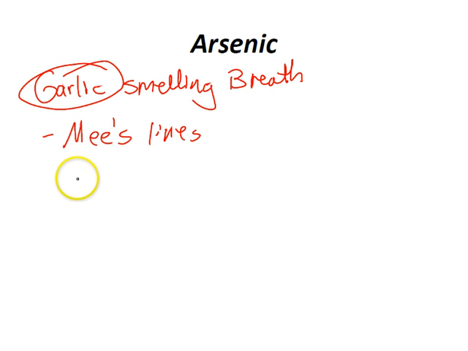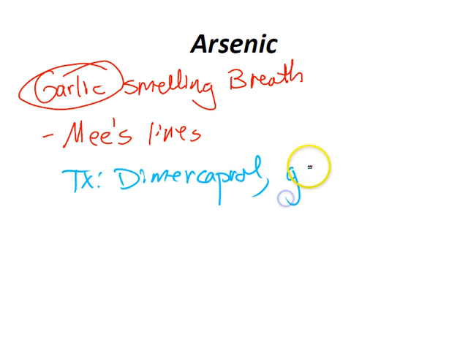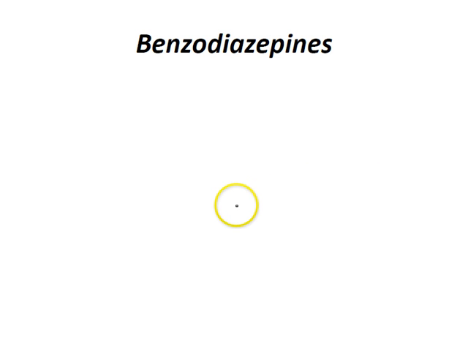Now, what is the antidote for arsenic poisoning? Dimercaprol, or gastric lavage. That's the main one, dimercaprol there. So moving right on to benzodiazepines.